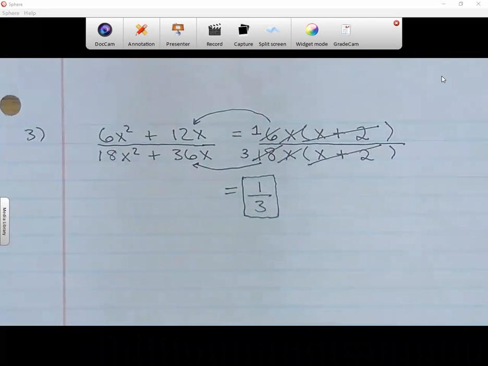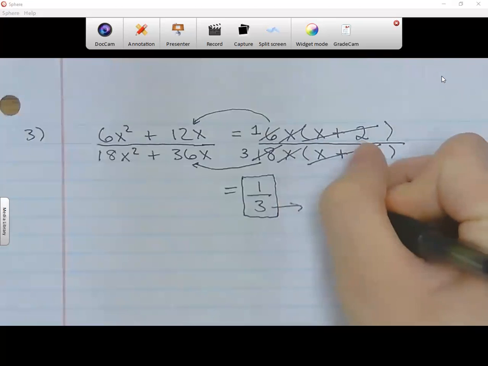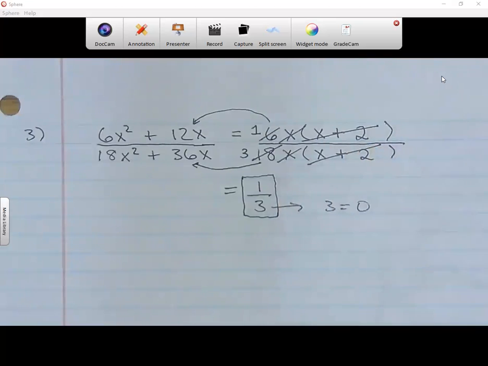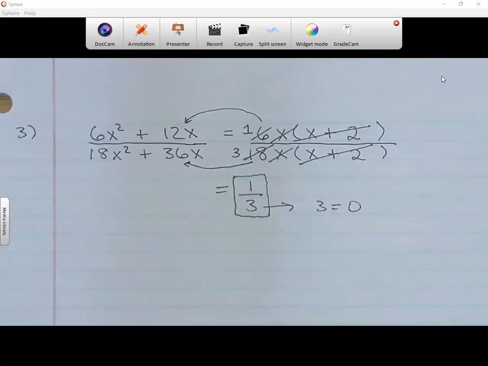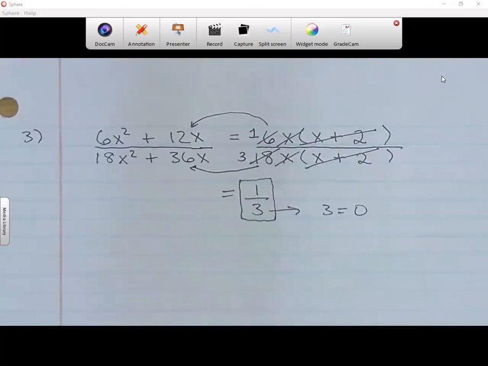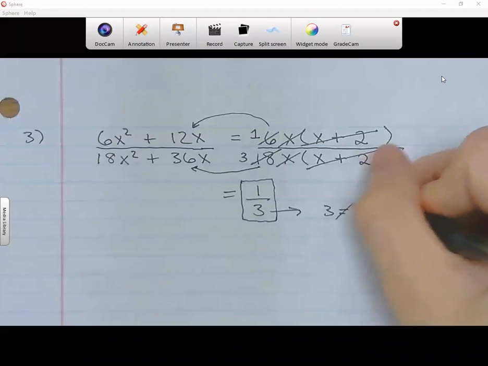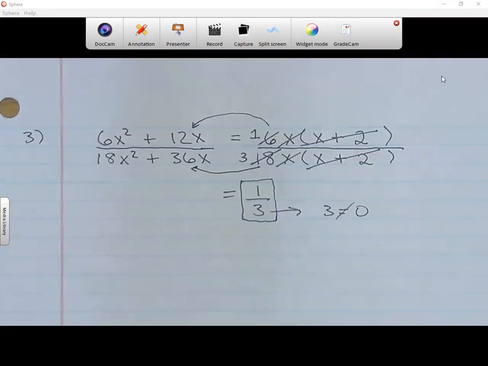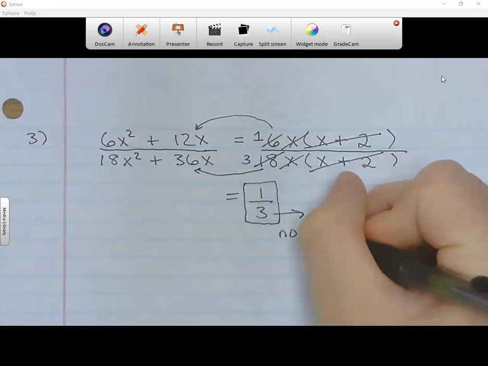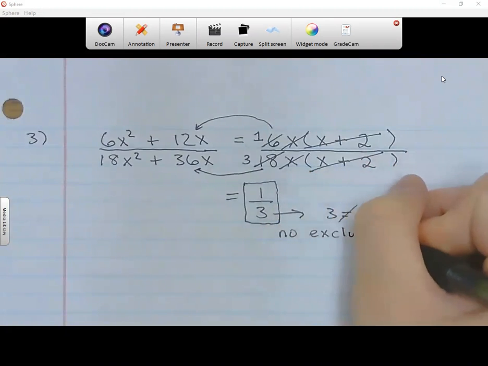So now, to find excluded values, I always set the denominator equal to 0. So let's try setting the bottom equal to 0 and see what we get. I set 3 equal to 0, and immediately I am faced with a problem. 3 can never be equal to 0, right? So if you run into a problem like this, you just write no excluded values.